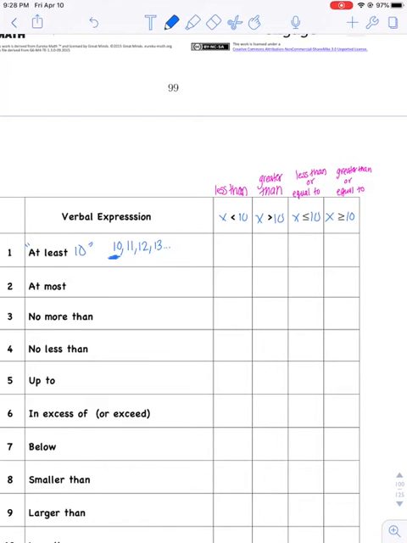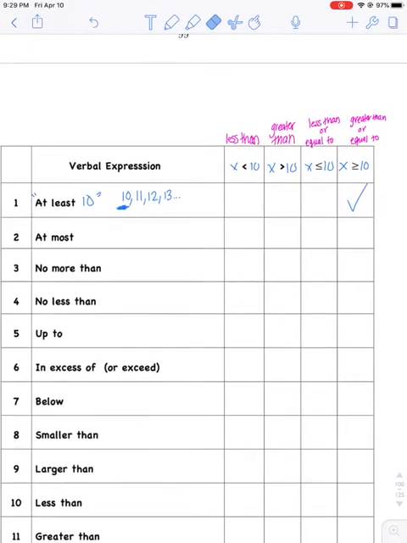Well, exactly 10 means that these two cannot be answers. Now I want the numbers that are bigger than 10. That's going to be this one, greater than or equal to. So I can get rid of these X's. Remember, 10 is a random number I picked. I could have picked anything. Now I'm going to try the next one, at most. Maybe this time I'll try a random number of 6.